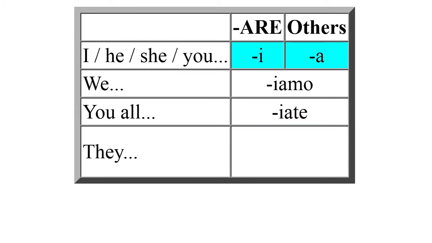For the I, he, she and you form, you have to decide whether the verb ends in are or not. If it is an are verb, the ending is I. If it is one of the others, the ending is a. The resulting word covers the you form regardless of the level of familiarity, so you can safely use it with anyone. As it covers so many people, you may have to use a subject pronoun to clarify any ambiguities.